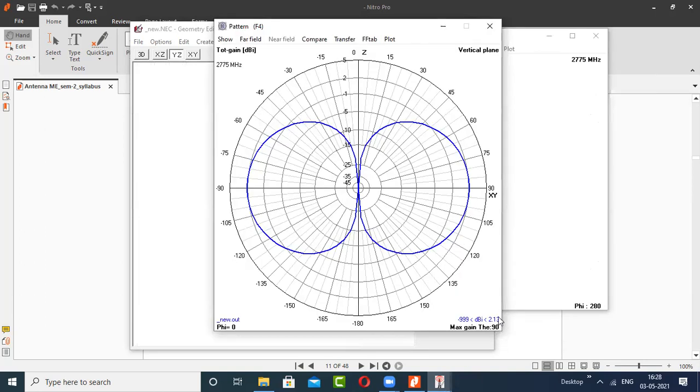Sir, how to interpret this? This is the gain of the antenna. So how would you interpret it?